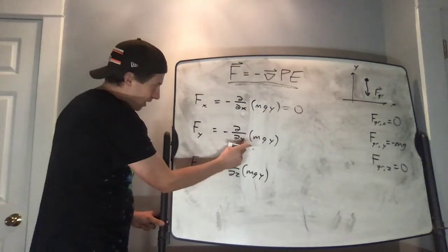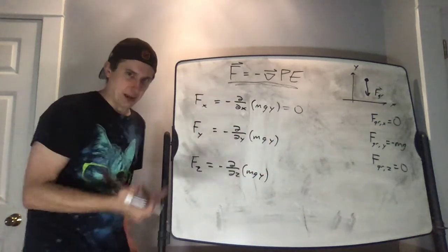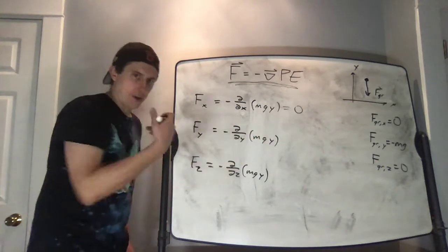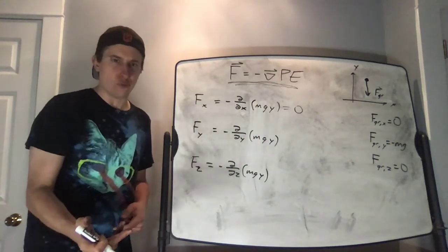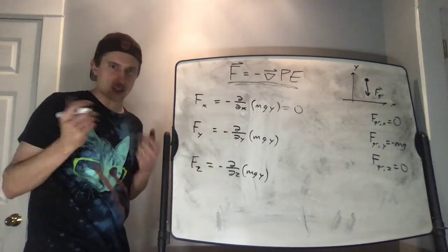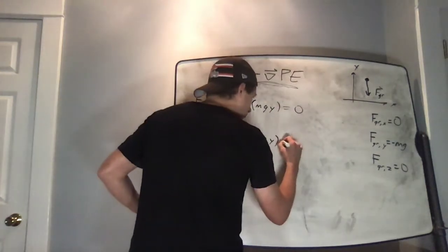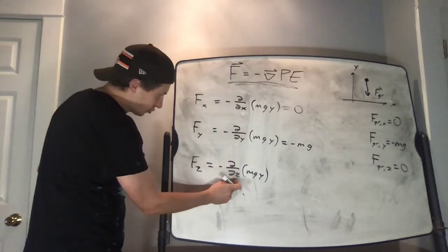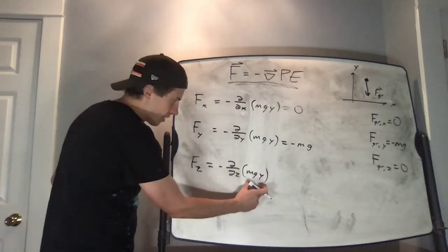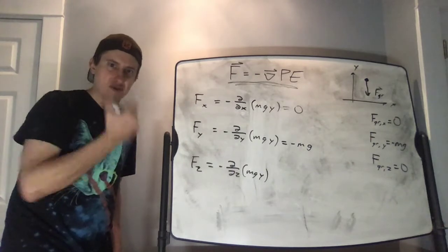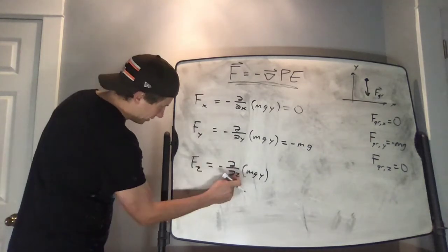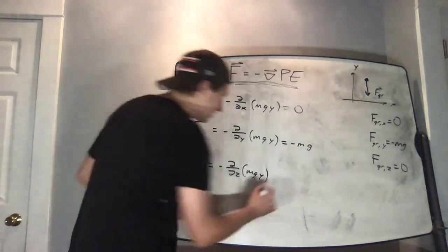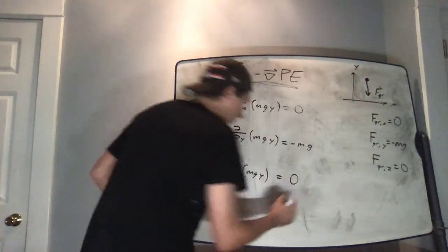Now, when I take the partial derivative of this term with respect to y, it does see a y right over here. M and g are constant, and the derivative of y with respect to y is just going to be 1. So I would get negative mg here. And for the partial derivative with respect to z, there are no z's in this term in parentheses. So the partial derivative treats everything inside the parentheses as a constant, so I get 0 again.